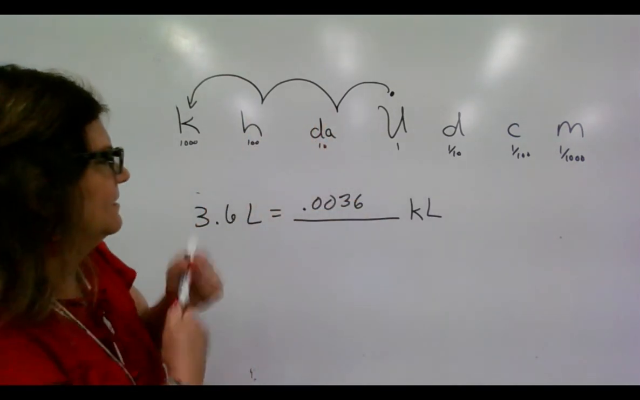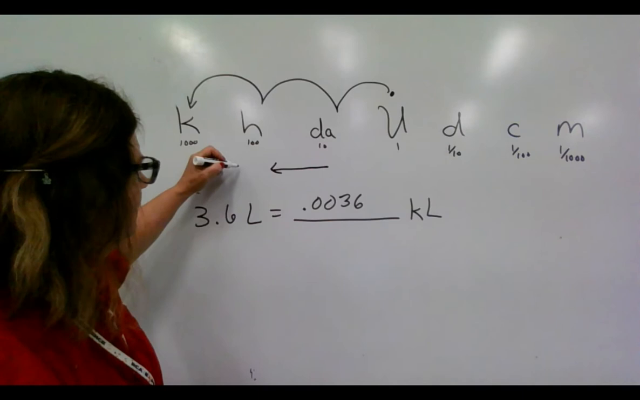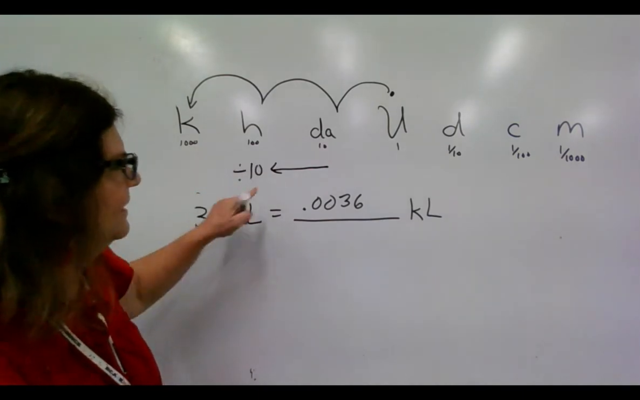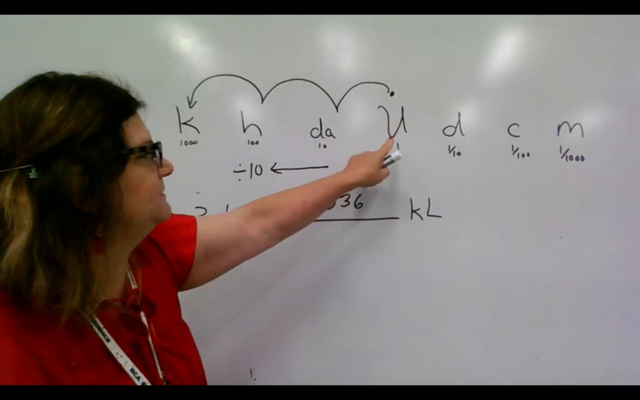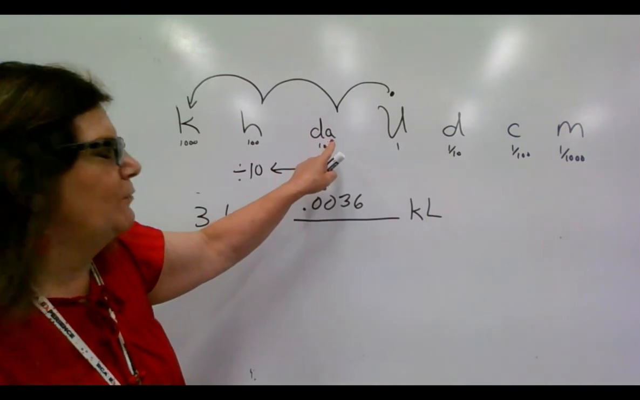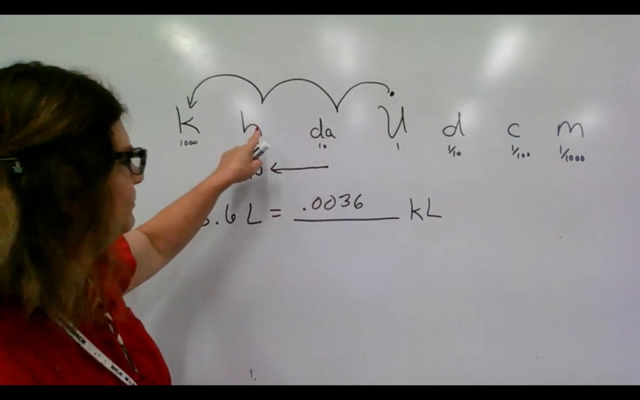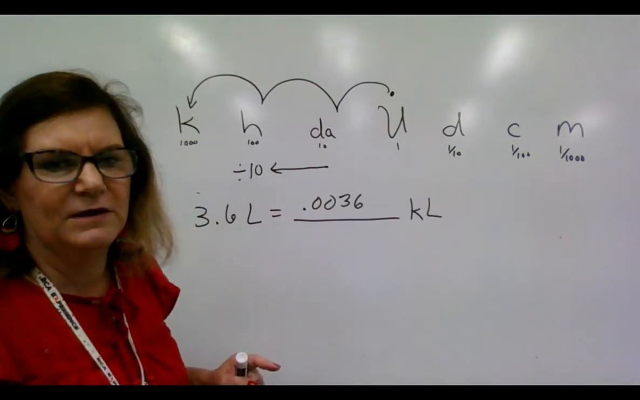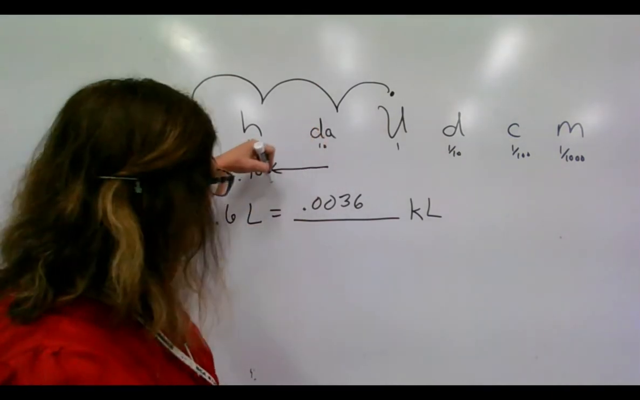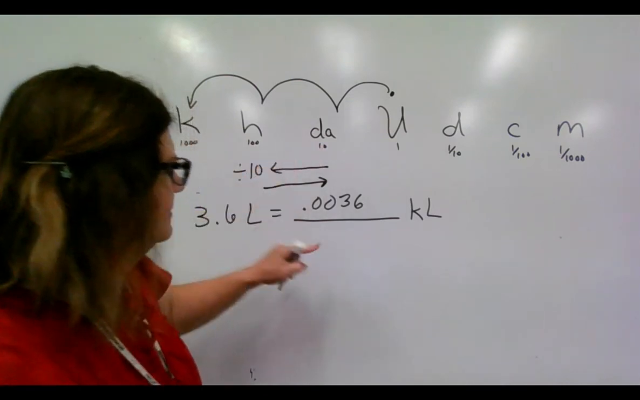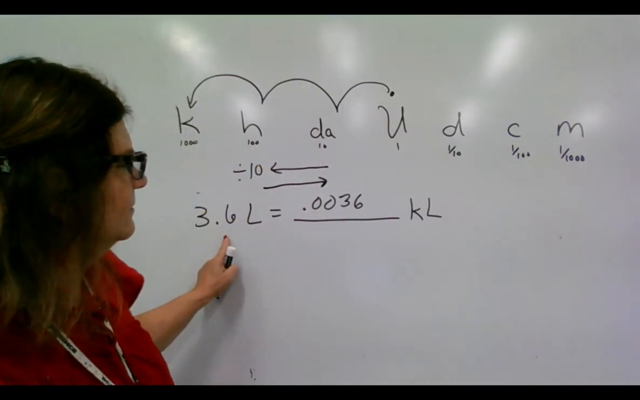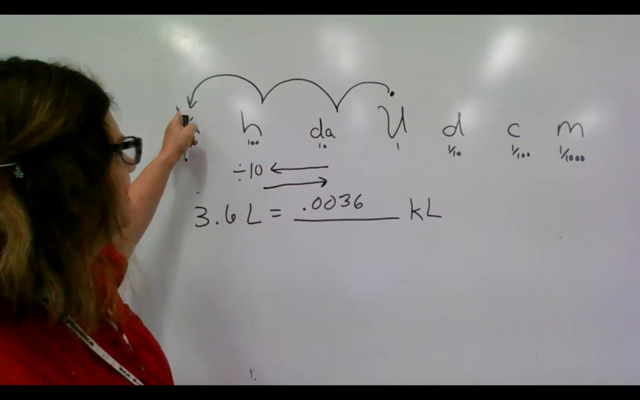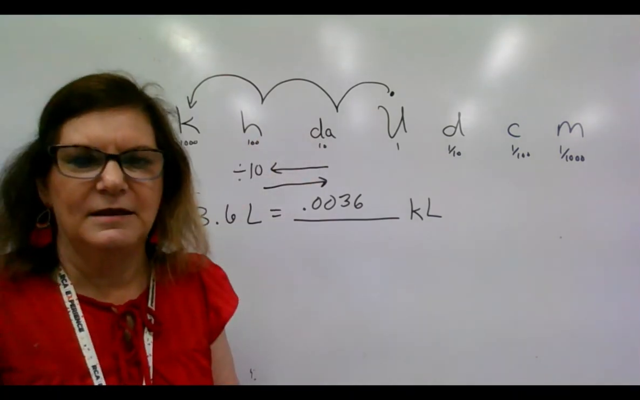Again, if you're going in this direction, what you're actually doing is dividing by 10 each step. So 3.6 divided by 10 is 0.36, divided by 10 is 0.036, divided by 10 again is 0.0036. If instead you were going in this direction, say going from kiloliters to liters, you multiply, then that would be multiplying by 10 in each direction.